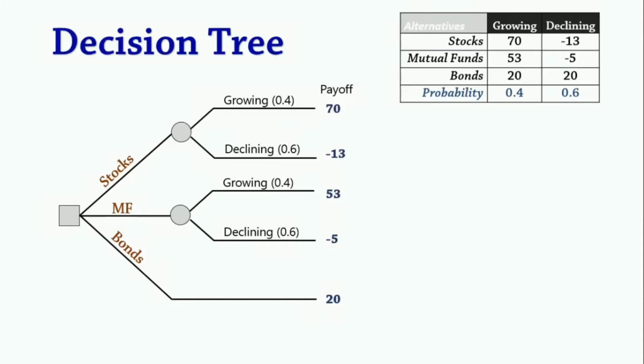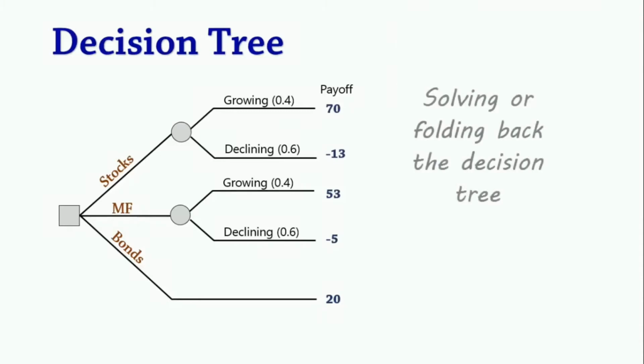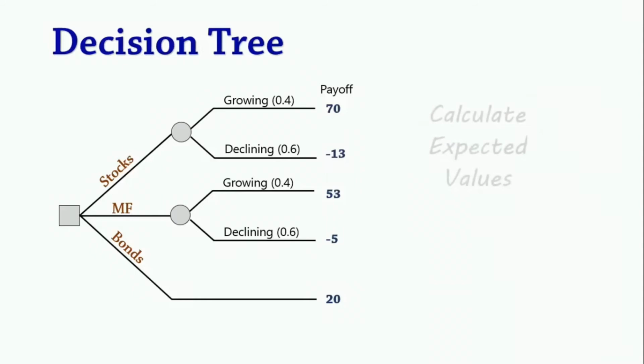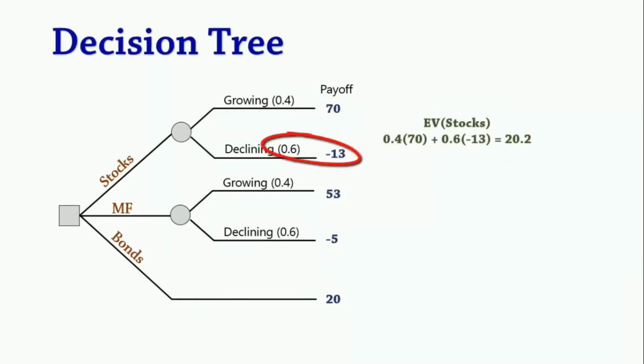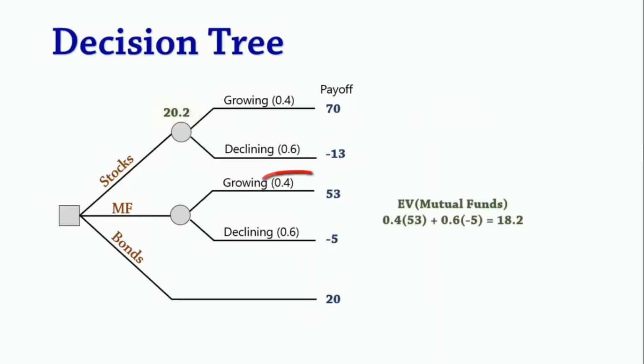Solving the decision tree is also known as folding back the decision tree. In essence, we are going to calculate the expected values and then choose the best. For stocks, the expected value is calculated as 0.4 times 70 plus 0.6 times negative 13, which is 20.2. So we usually write the 20.2 on the chance node for stocks. We do the same for mutual funds. The expected value is 0.4 times 53 plus 0.6 times negative 5, which is 18.2. We also write that on the chance node for mutual funds.